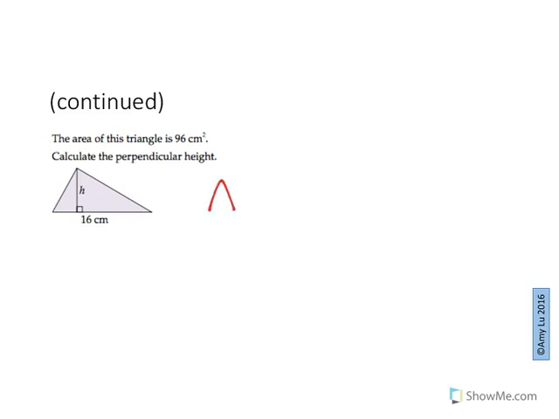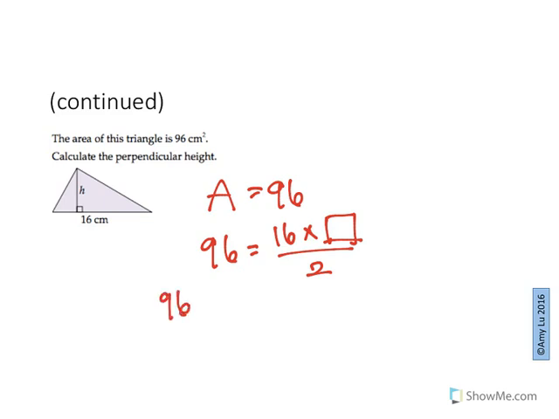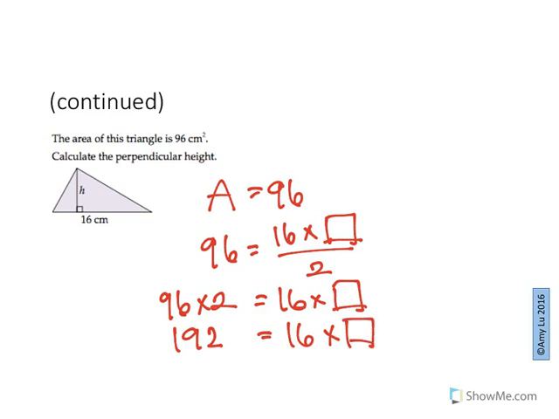So here we go. We know area is 96 centimeters squared. We know that 16 times some number divided by 2 will give us 96. So first of all, if we know 96 is a result of dividing by 2, why don't we just double it? So let's do 96 times 2 to figure out what 16 times this mysterious number is. 96 times 2 is 192 centimeters. So 16 times what number makes 192?